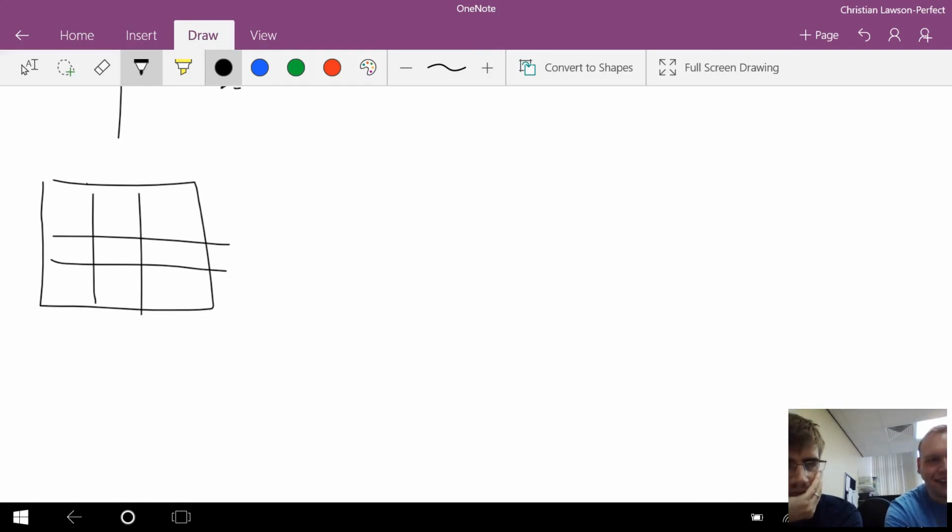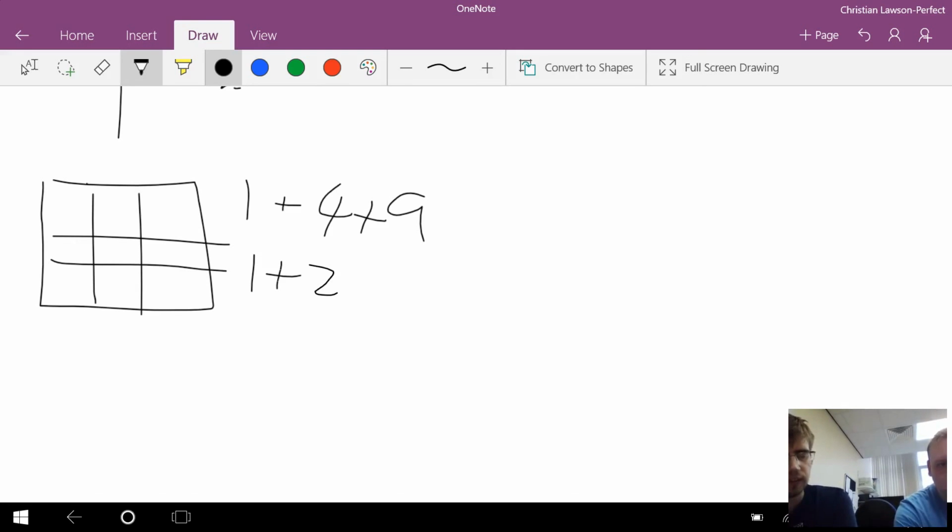I was going to put an X there. So how many squares are here? Well, we have one big square, 4 2x2 squares, and 9 little squares, which is the sum of the squares.